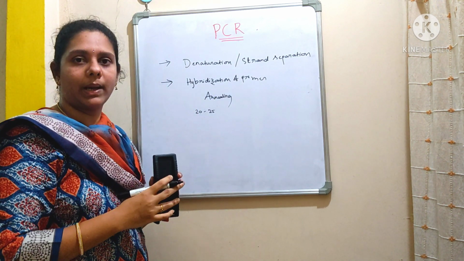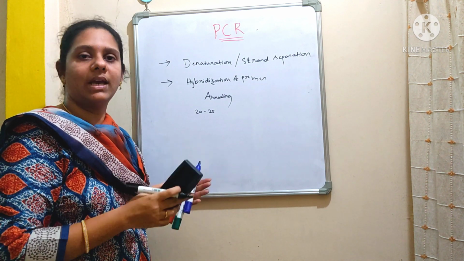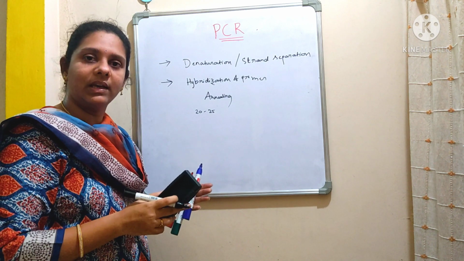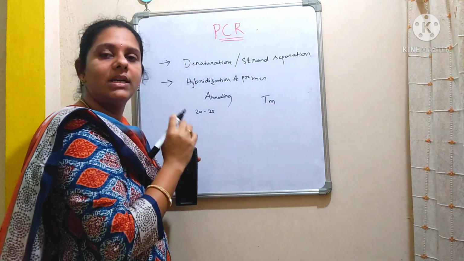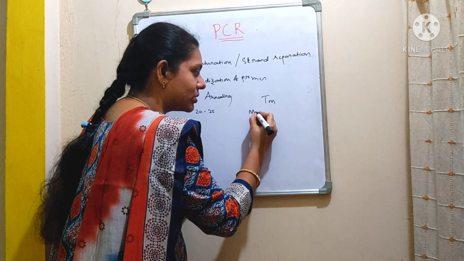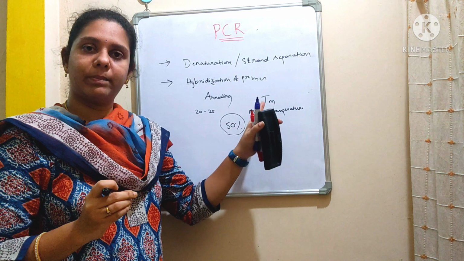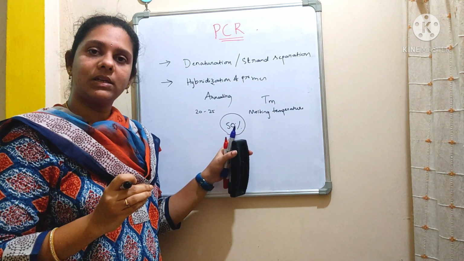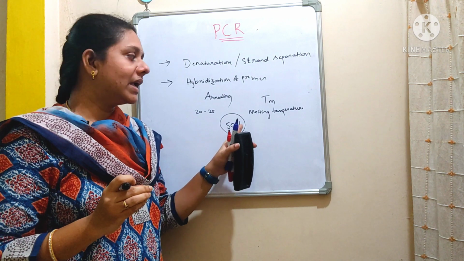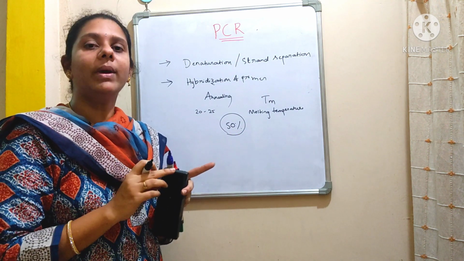How will you prepare a primer? There are many softwares available to design a primer, and for designing a primer you need to know the Tm of a primer. Tm stands for melting temperature. To define the melting temperature of a primer, it is the temperature where 50% of the primer and its complementary sequence form a duplex.